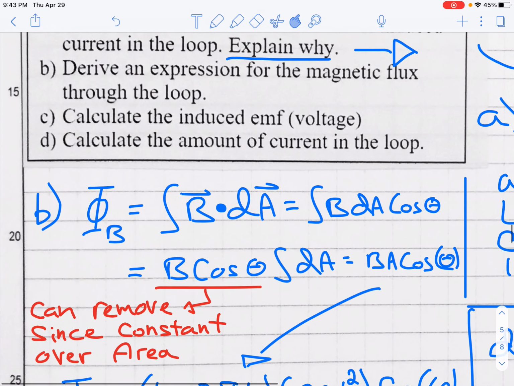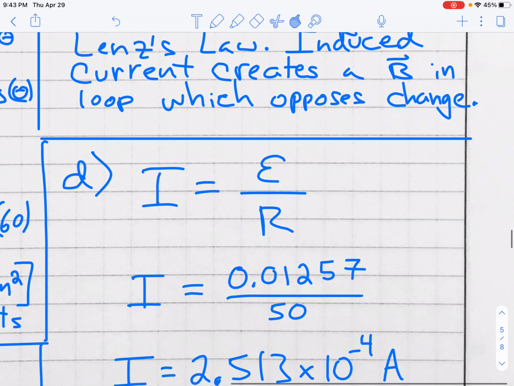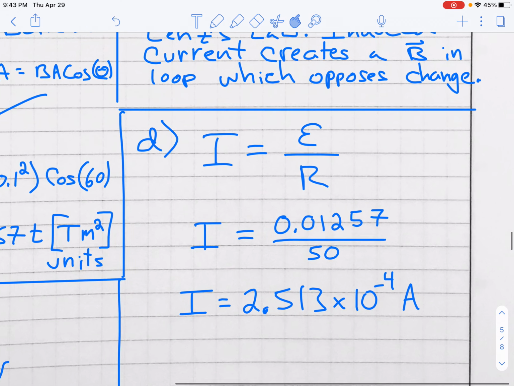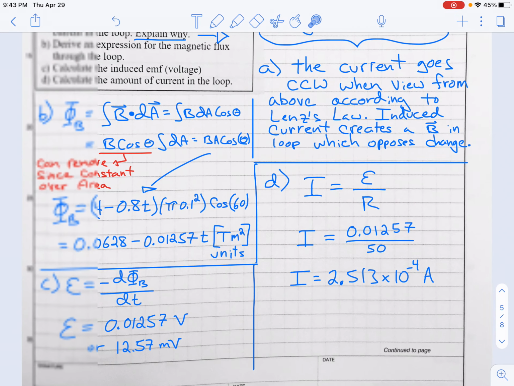In part D, calculate the amount of current. You use Ohm's law, V equals IR, but V is epsilon in this case. So if you want to find the current, it's V over R, epsilon over R. And that's what we have, right? That was our voltage, there's our resistance, and we get that many amps at the end.